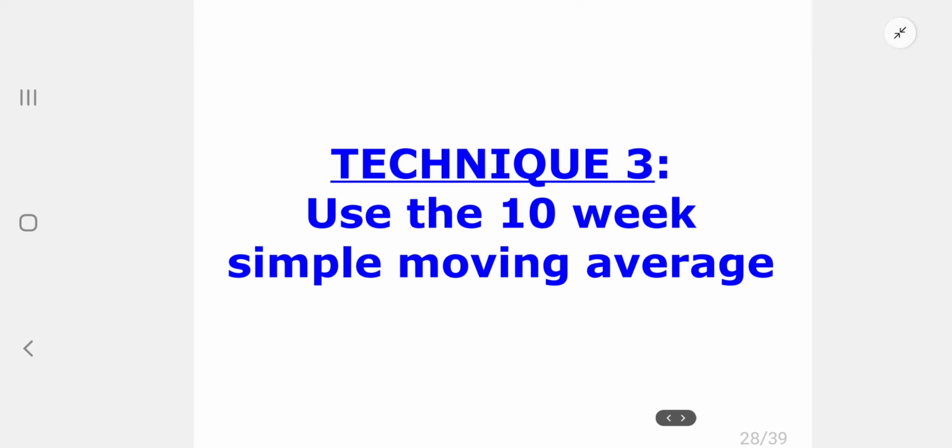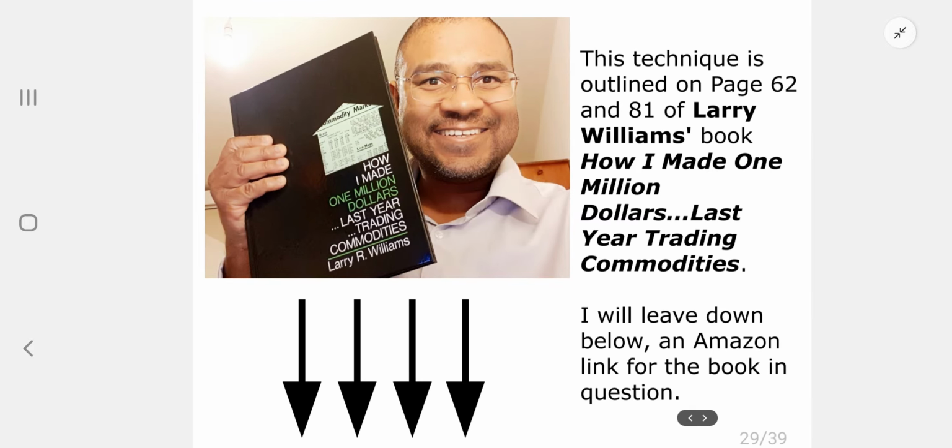Technique 3. Use the 10-week simple moving average. This technique is outlined on page 62 and 81 of Larry Williams' book, How I Made $1 Million Last Year Trading Commodities. I will leave down below an Amazon link for the book in question.